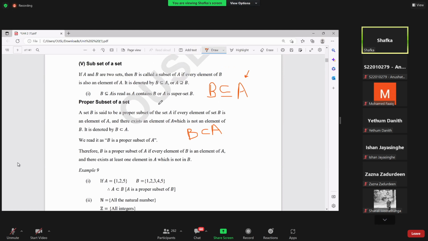If you understand these two definitions, can you tell me the difference between a subset and a proper subset? What is the difference? Yes, set A contains more elements than set B. At least one element in A is not in B. So we can represent it using this symbol without the equal sign.